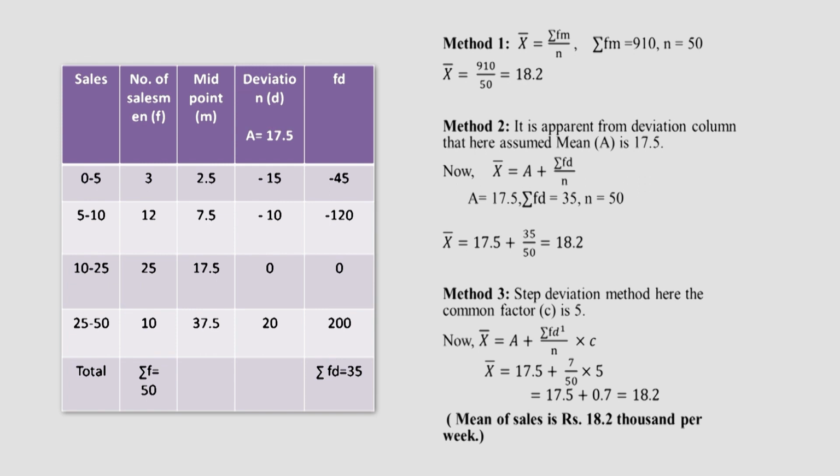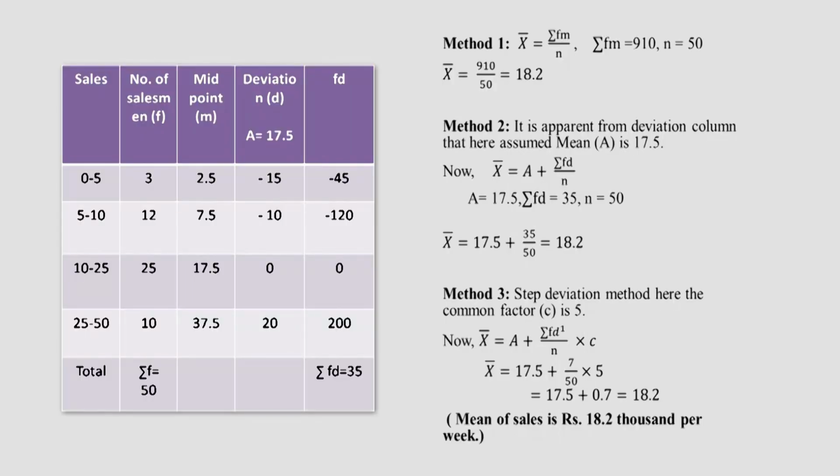So minus 15 into 3 is equal to minus 45, minus 10 into 12 is equal to minus 120, 0 into 25 is 0, and 20 into 10 is 200, and you have to find out the summation of this particular column, which is fd, and your summation is coming as 35.